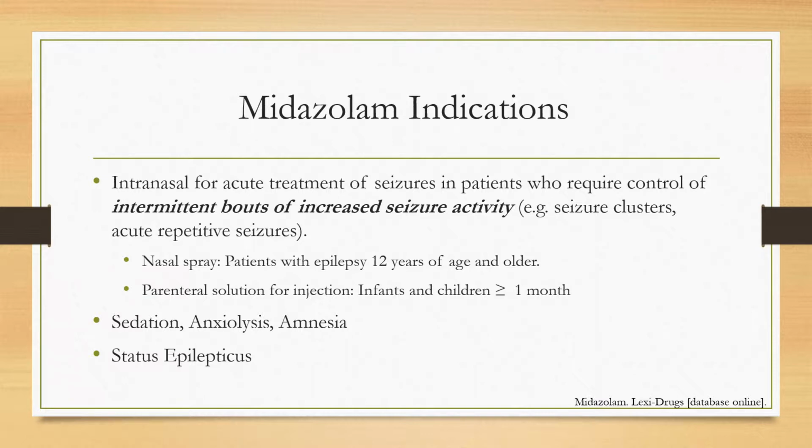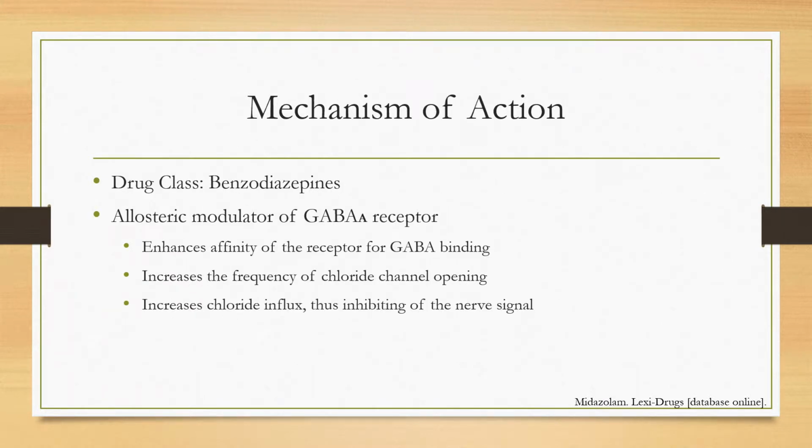repetitive seizures. Now, in looking at the mechanism of action of midazolam, this is considered a benzodiazepine, meaning that it's an allosteric modulator of the GABA-A receptor. GABA is a major inhibitory neurotransmitter in the brain, so by allowing for enhanced affinity of the receptor and for more GABA binding, we are able to decrease excitability of neurons. Additionally, we are increasing the frequency of chloride channel opening and increasing chloride influx, thus inhibiting the nerve signal.